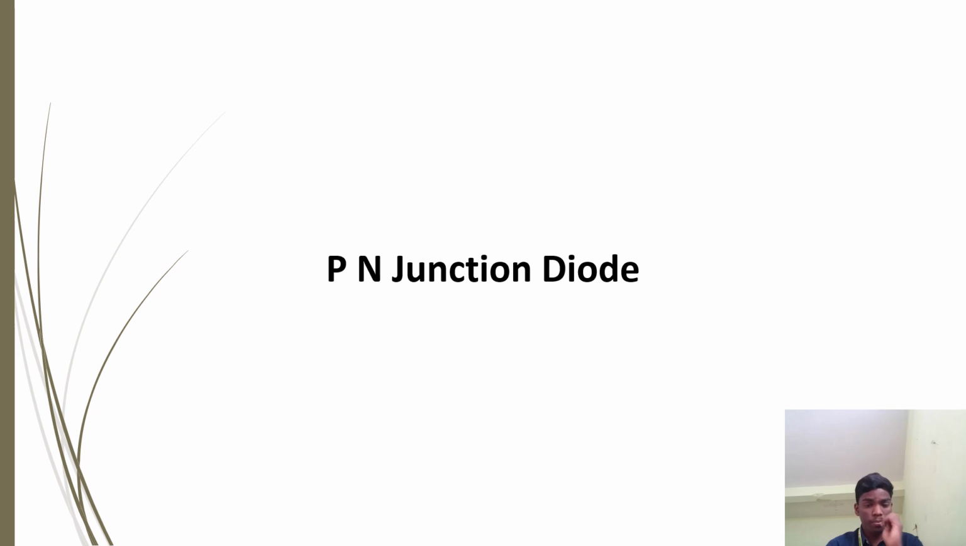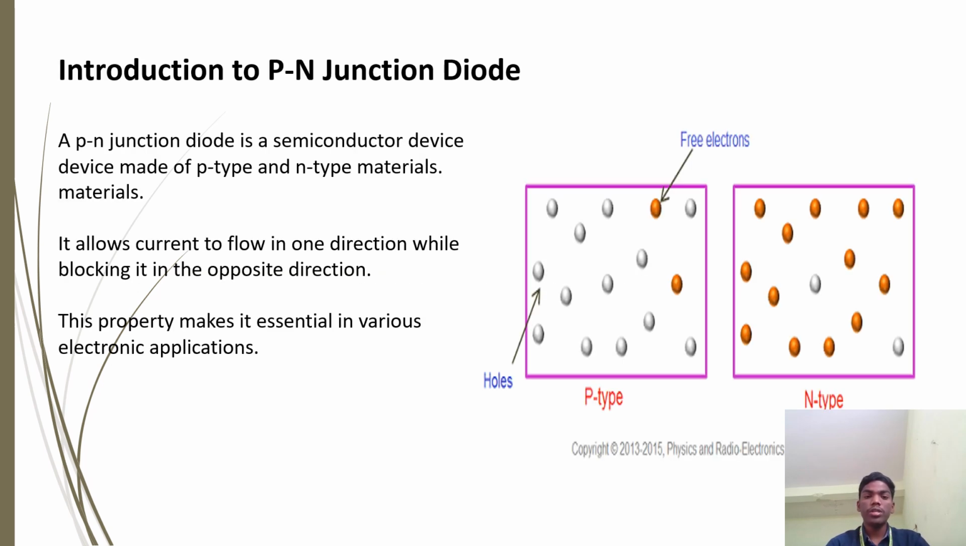So, my first slide is PN junction diode. Introduction to the PN junction diode. A PN junction diode is a semiconductor device made up of P-type and N-type materials. The property of a PN junction diode is that it allows current to flow in only one direction. Due to this property, it is used in most electronic devices.